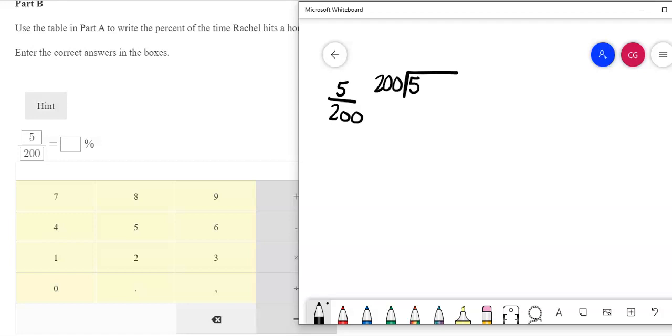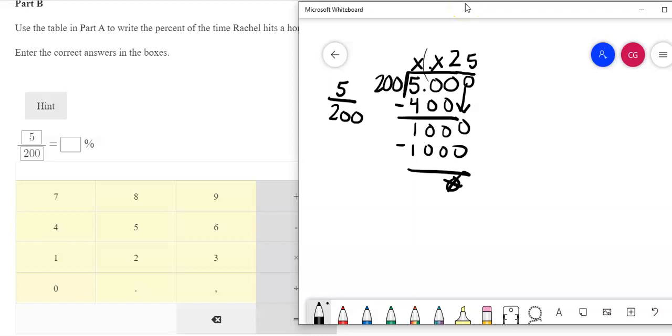200 does not go into 5. So I need to add a decimal and a 0. 200 does not go into 50. So I need to add another 0. 200 goes into 500 twice because 200 times 2 is 400. 500 minus 400 is 100. Since we have leftovers, we add another 0. We drop it down. 200 times 5 is 1,000.